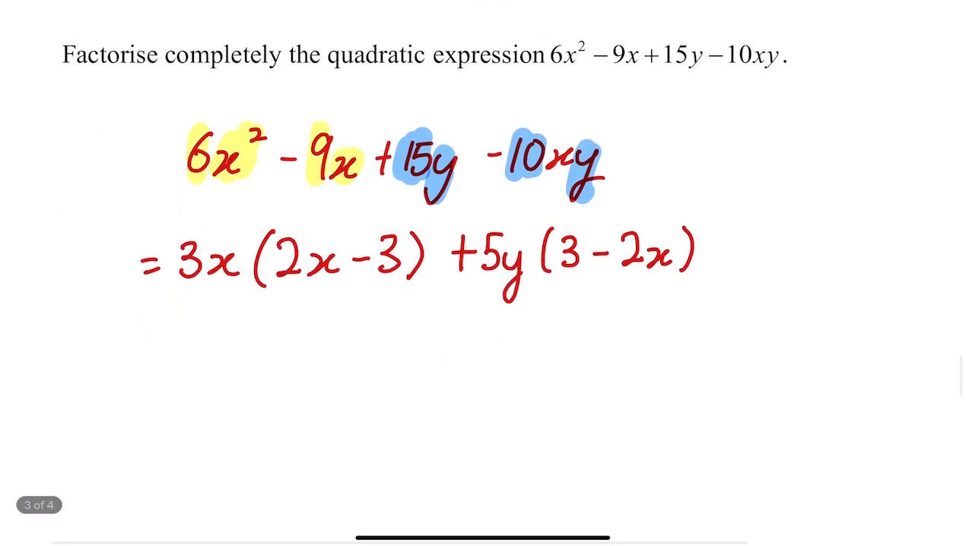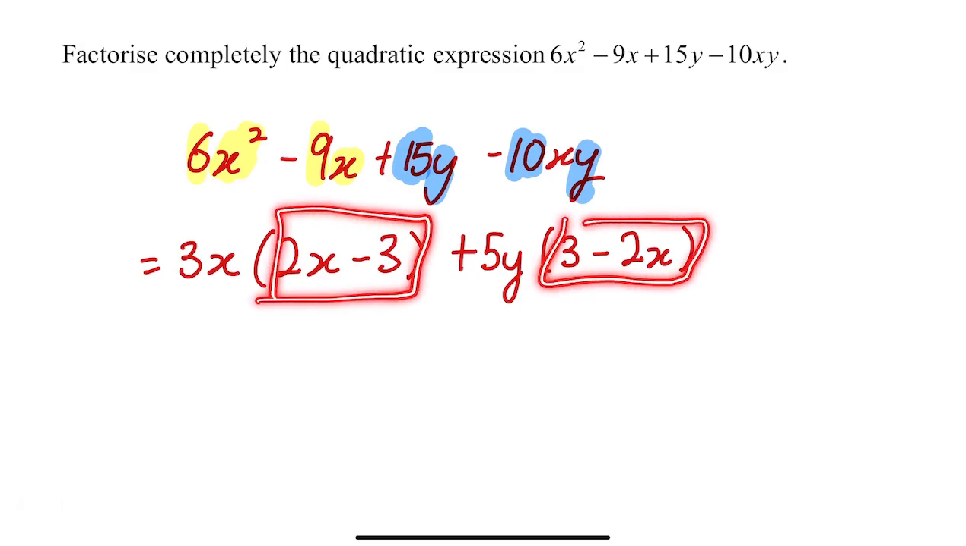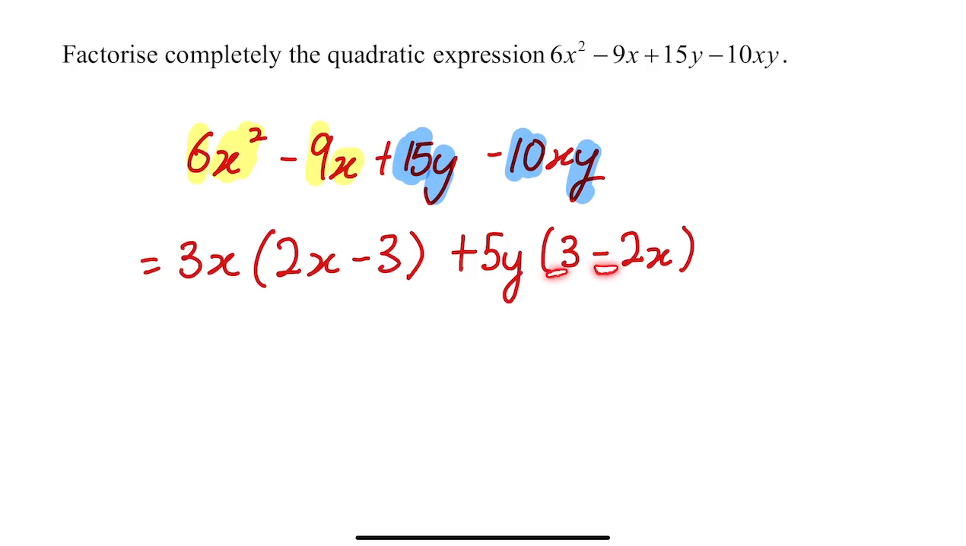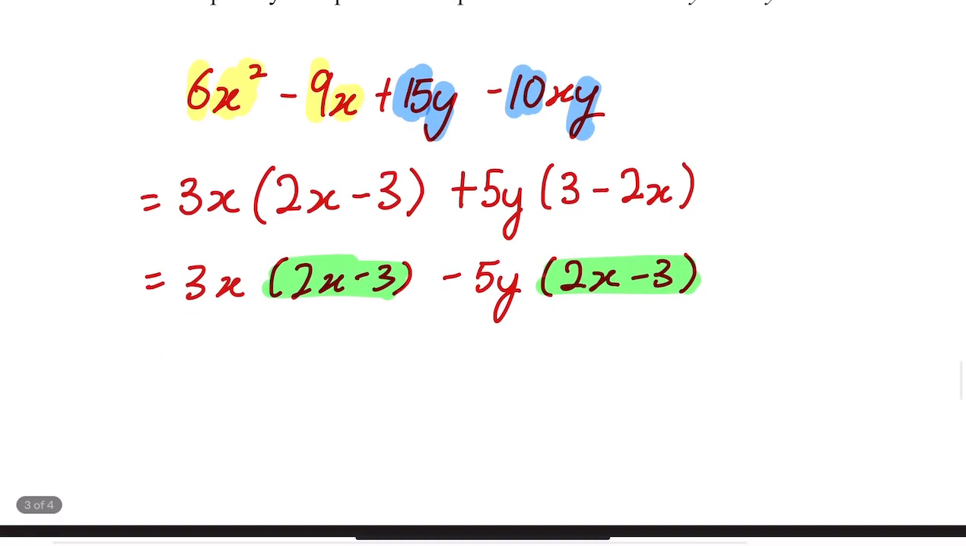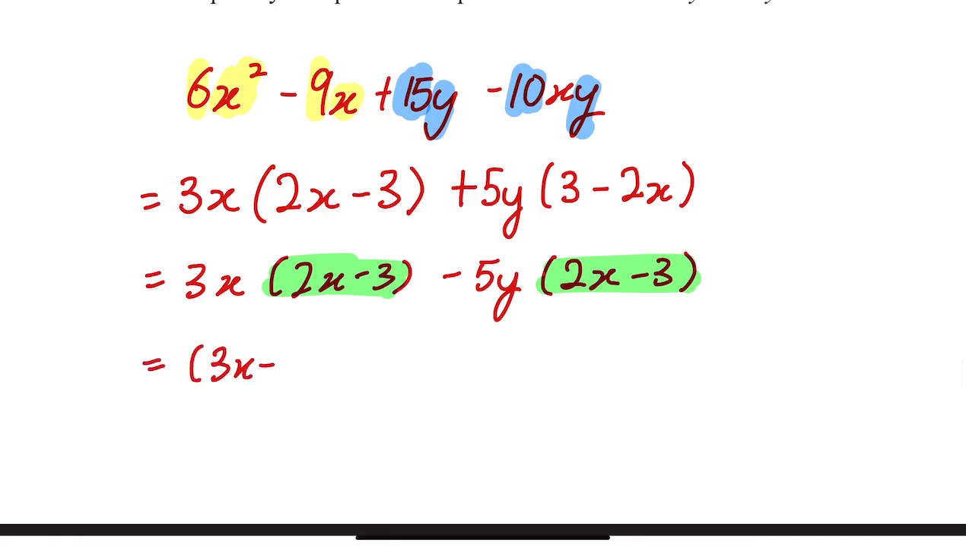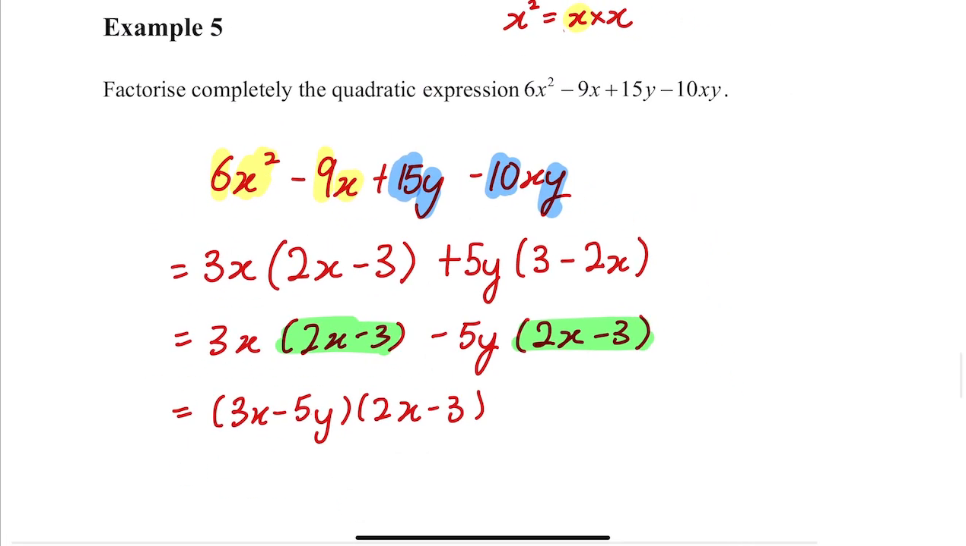Then I check again. These two factors are not the same, so I cannot group them together yet. This is negative 2x plus 3, and I want to turn this into positive 2x minus 3. So I'll factorize out a negative sign over here. So 3x times 2x minus 3, and instead of positive 5y, this will become minus 5y. Negative 2x will turn into positive 2x minus 3. Now I check. These two factors are the same now, 2x minus 3 and 2x minus 3. So I can now group them together to become 3x minus 5y times 2x minus 3. Okay, this is for example 5.